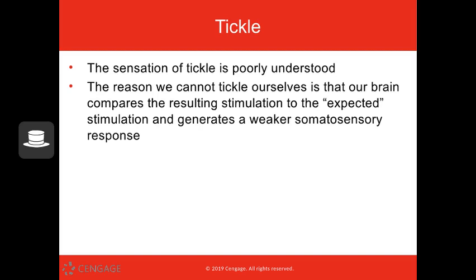We do know that the reason why we can't tickle ourselves is because our brain is expecting a stimulation, a specific stimulation, and also sensing that stimulation, and those two together cause a weaker somatosensory response. So they're basically canceling each other out.